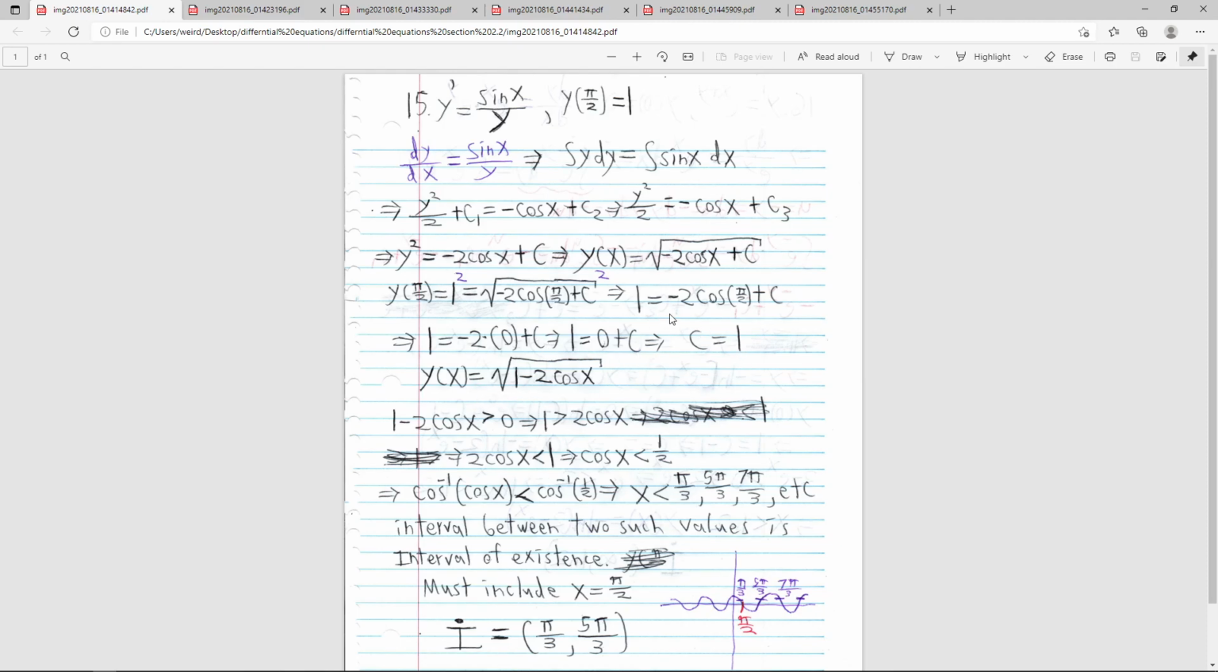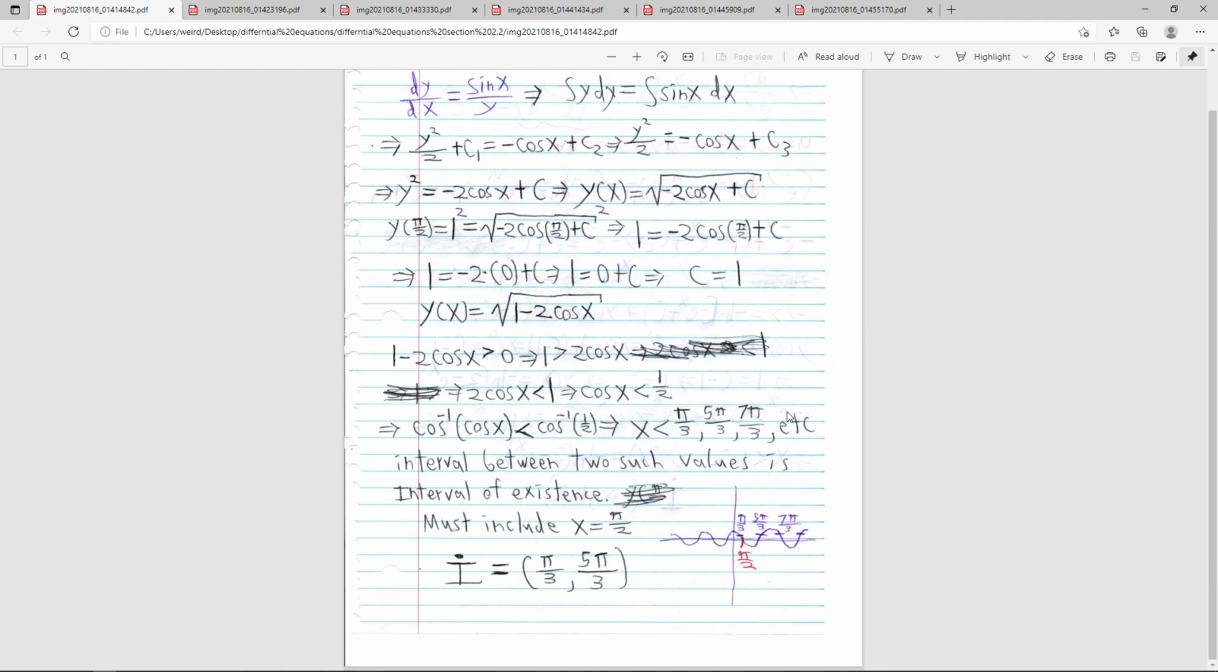So y of x is the square root of 1 minus 2 cosine x. So now 1 minus 2 cosine of x must be greater than 0 for the square root to work.